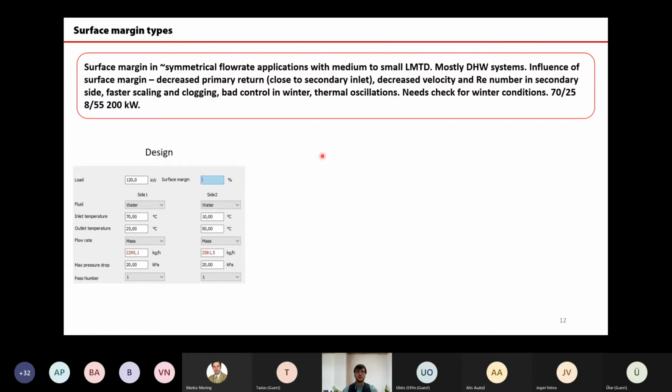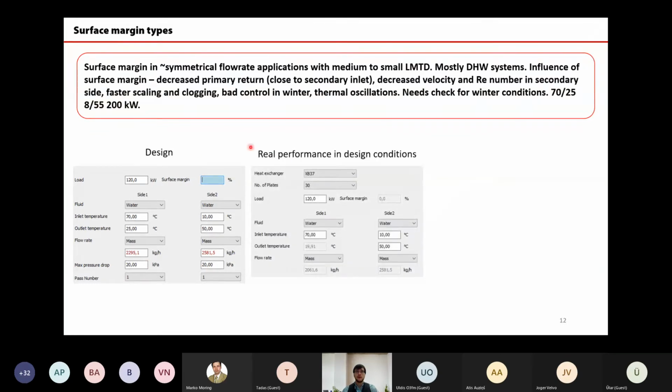And now we'll look simply at a comparison of your design conditions. So here is just the same application I was referring to. Summer, 70-25 primary, 10-50 secondary, 20-20 kilopascal pressure drop. That's our design. When I design a heat exchanger and I make a recalculation of this heat exchanger in real mode, how much of my surface margin is transferred to change of flow rate on the primary, it's just 300, you can say, kilograms difference, yeah, which is not critical for a control valve.